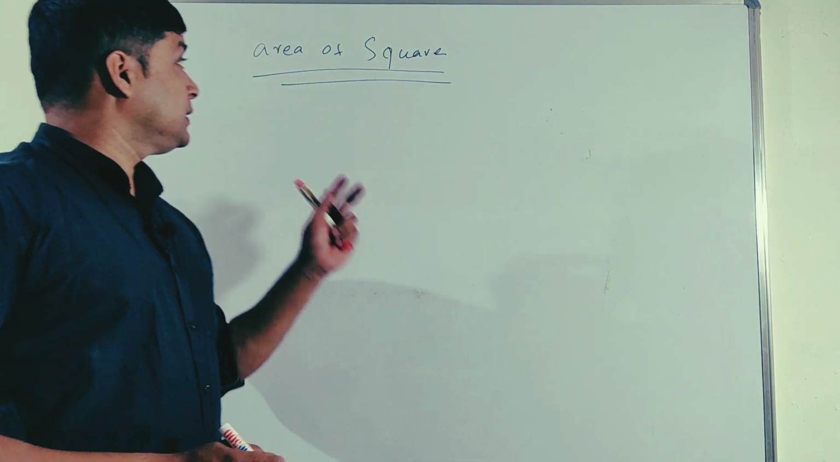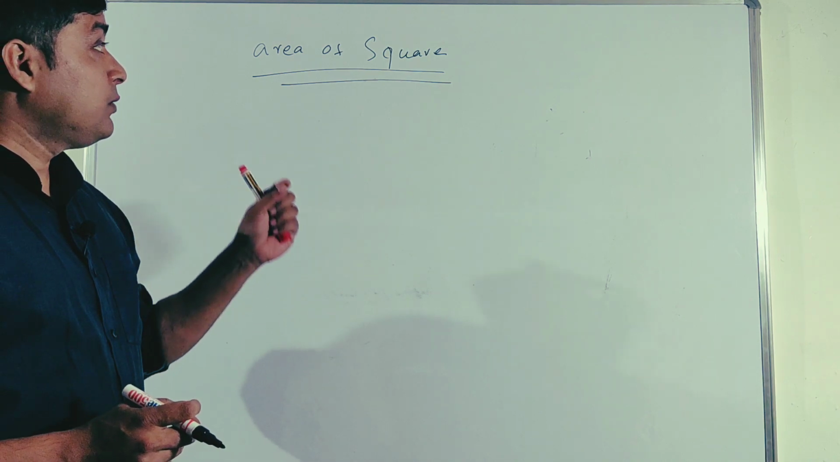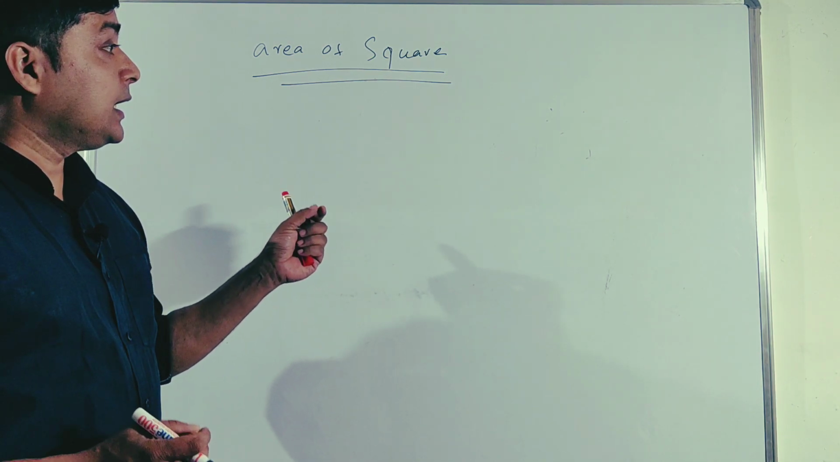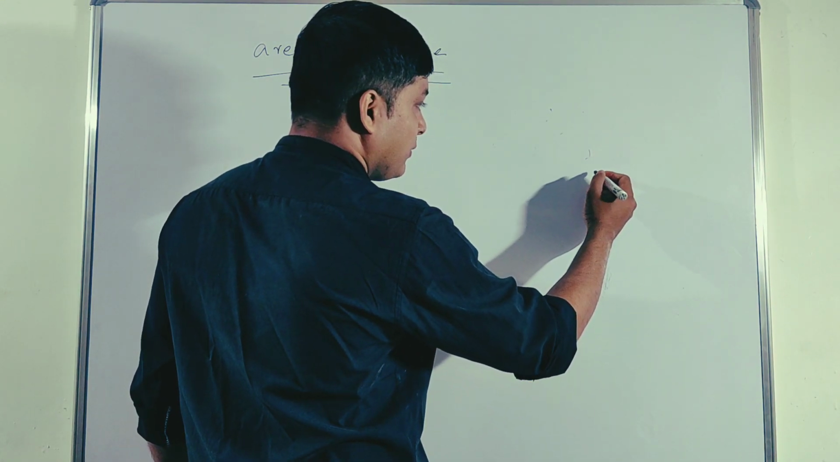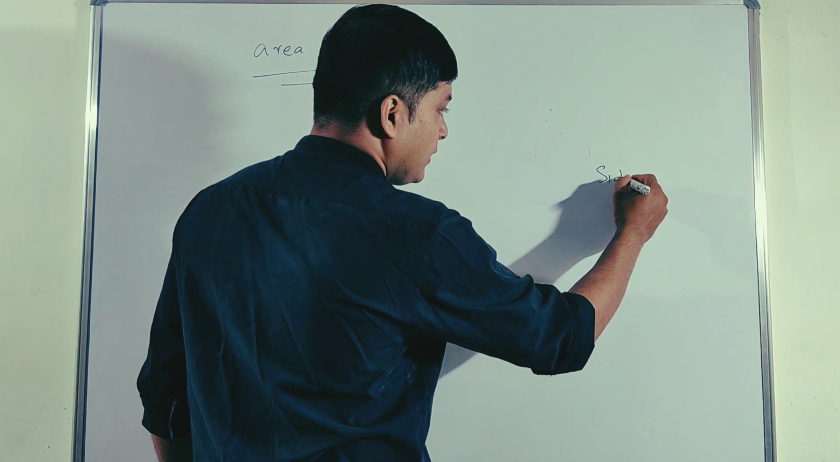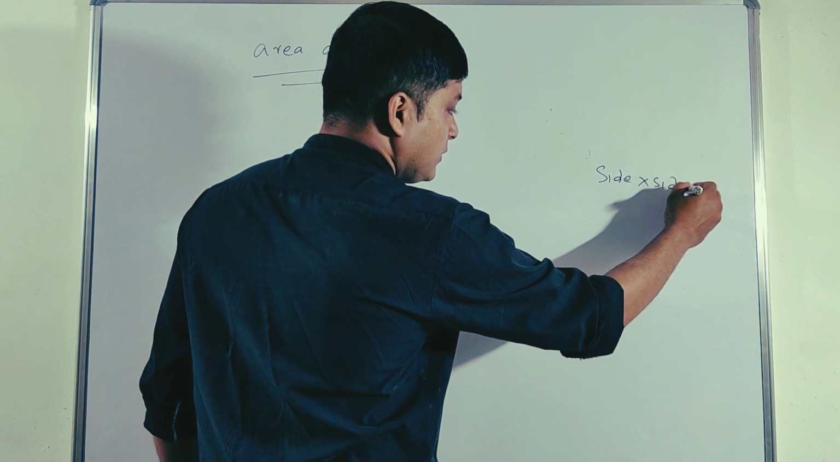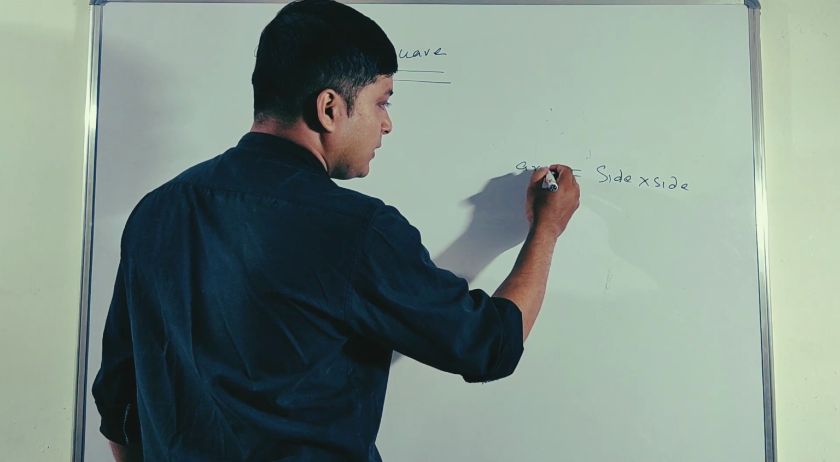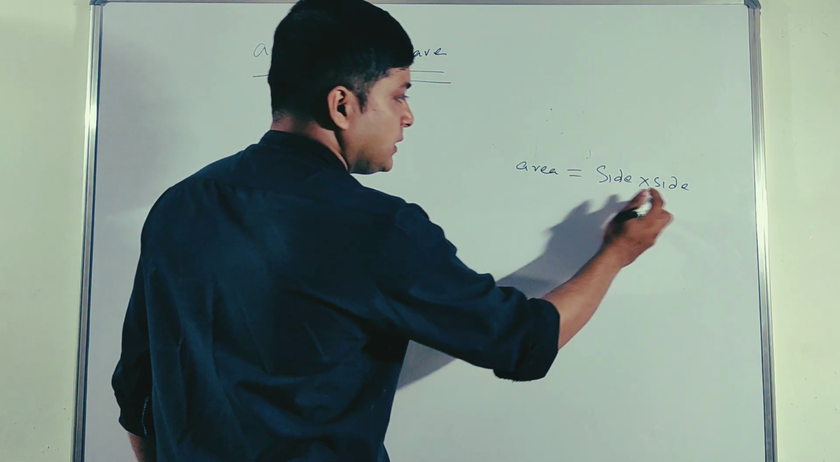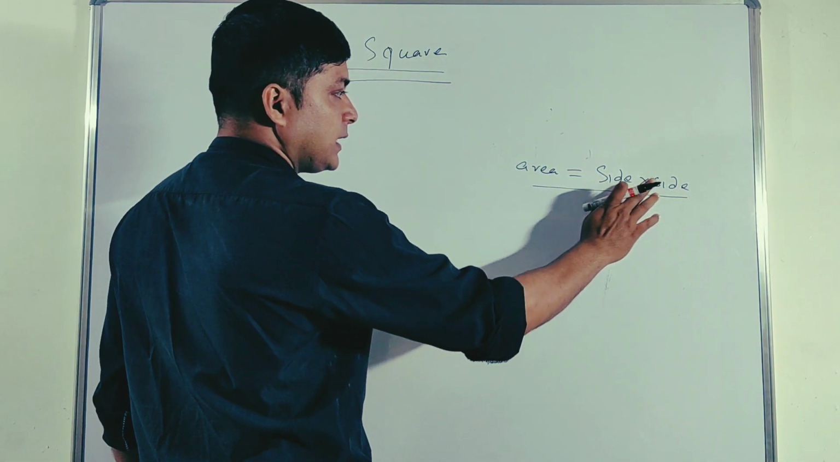The next Java program is area of square. So how to write the program to calculate the area of a square? What is the formula of area of square? Area of square equals side into side. This is the formula of area of square. You have to store it in the variable area. Clear? So this is the logic. First logic is area equal to side into side.